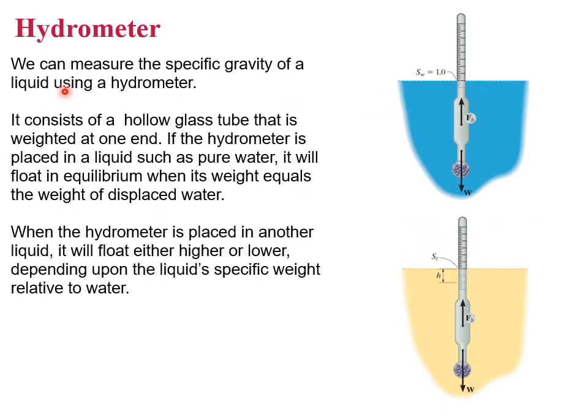So the book talks about how you measure density. Well, one object you can use is what's called a hydrometer. The hydrometer consists of a hollow glass tube that is weighted at one end. So here is a picture of a hydrometer. It's got little weights at one end, and it's hollow. And it's got liquid in it. So if you put this hydrometer in pure water, it's going to float up to a certain level, and basically what you do is you mark that as the specific weight of water.